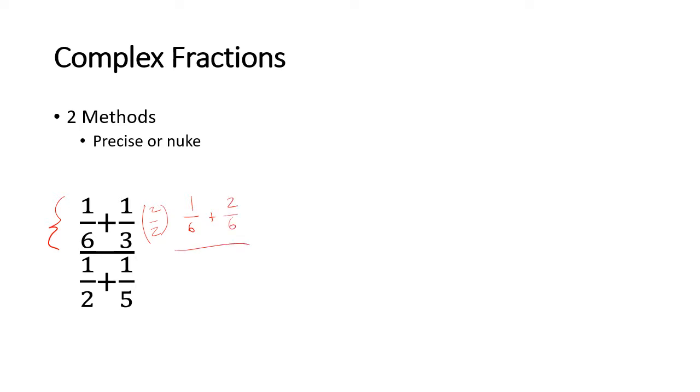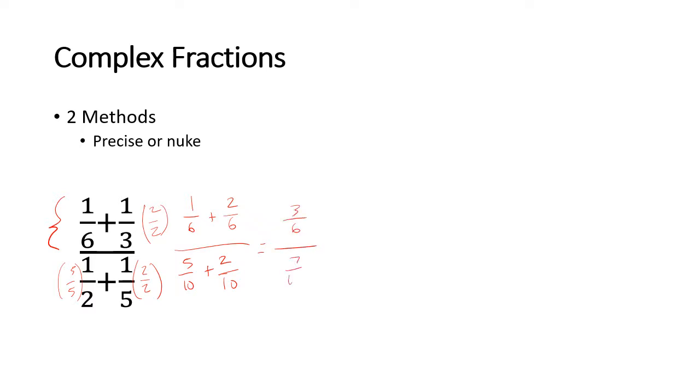And on the bottom, what's the lowest common denominator between 2 and 5? It's 10. So I'd have to multiply this by 5 over 5 to get to 10, and this by 2 over 2. And I'd have 5 tenths plus 2 tenths. Then I can go and simplify the numerator and the denominator. So just add these together. I have 3/6.